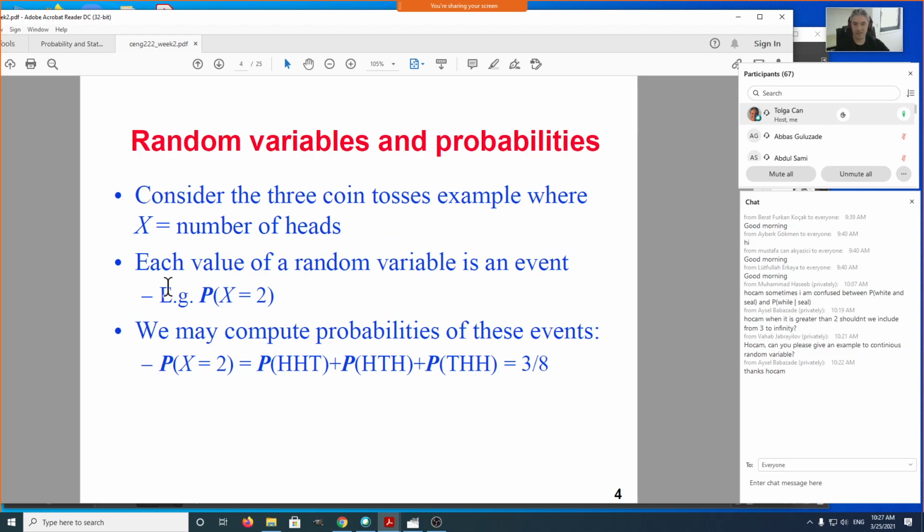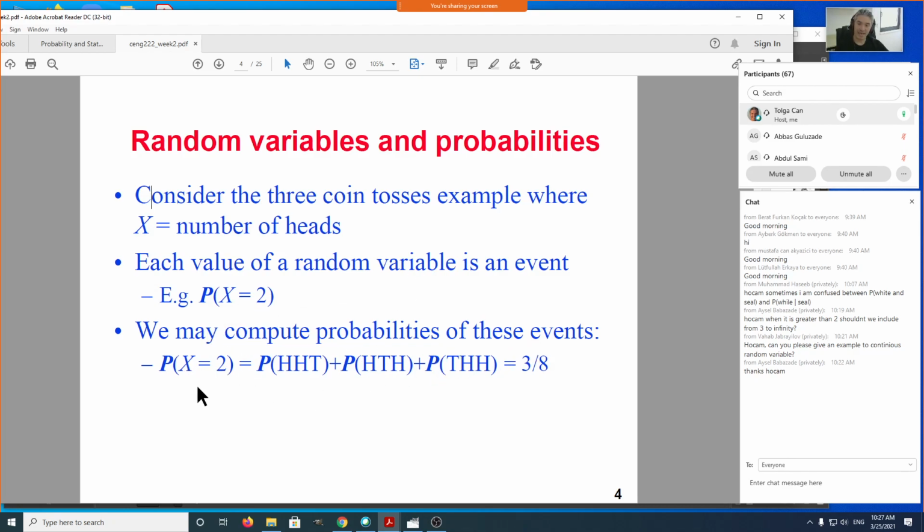So yeah, I already mentioned some of these things here, random variables and probabilities. A certain event here, each value of a random variable is an event, like P(X = x). This is the same example that I gave on my whiteboard: 3 coin tosses where X is the number of heads. Each value of a random variable is an event. We may compute probabilities of these events.